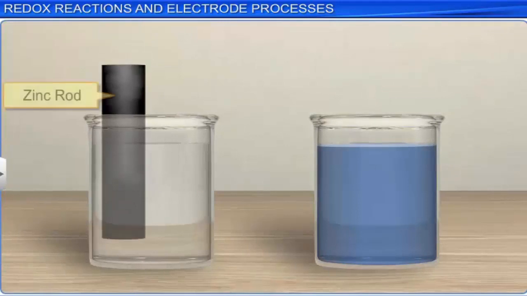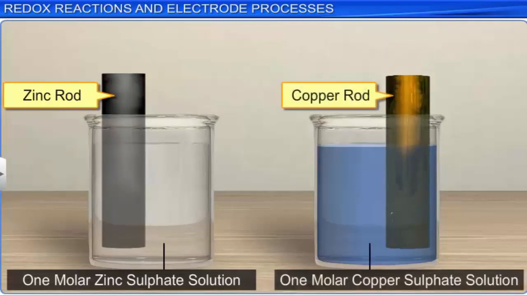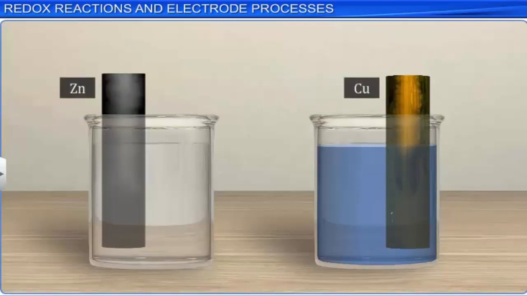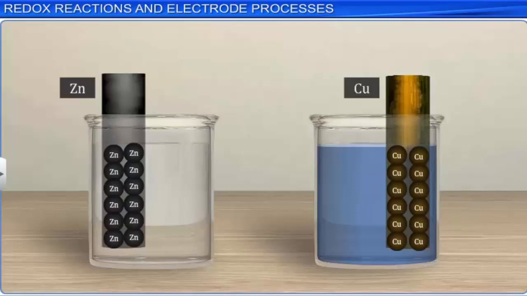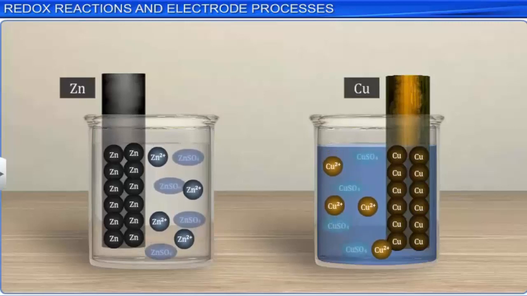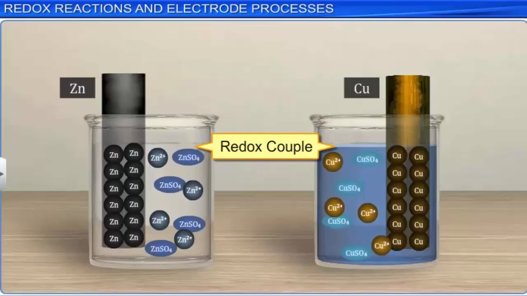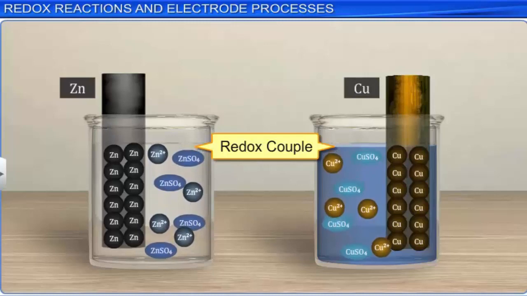We place the zinc rod in 1 molar zinc sulfate solution. Then, we place the copper rod in 1 molar copper sulfate solution. In each beaker, the reaction takes place at the interface between the metal and its salt solution, and both the oxidized and reduced forms of the same species are present. This is also known as a redox couple. A redox couple is defined as a combination of the oxidized and reduced forms of the same substance taking part in a redox reaction.